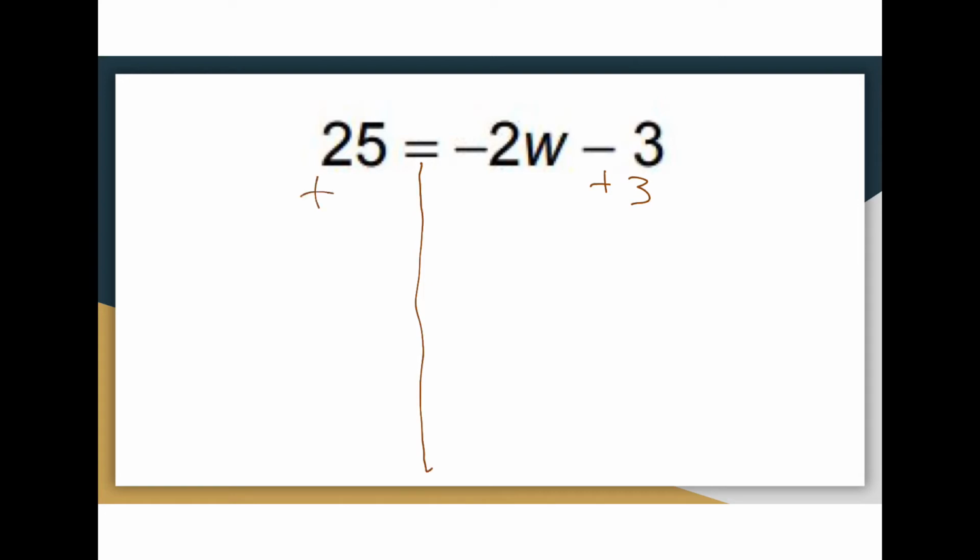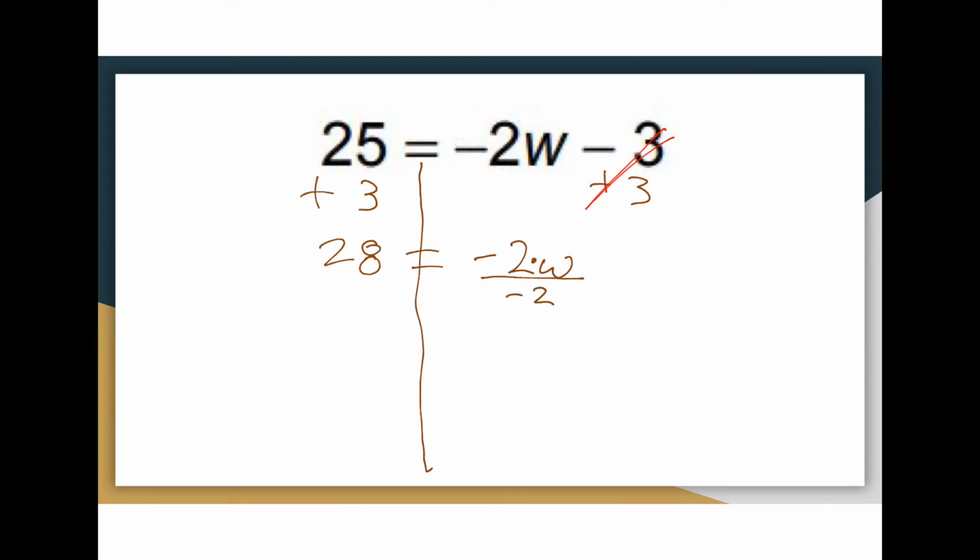So what we do to one side, we also want to make sure we do to both sides. So 25 plus 3 becomes 28. And then here we have the 3's that cancel out. So we're left with negative 2w. Then we got to ask ourselves, how is the w attached to the negative 2? It's attached through multiplication, which means I have to divide it.